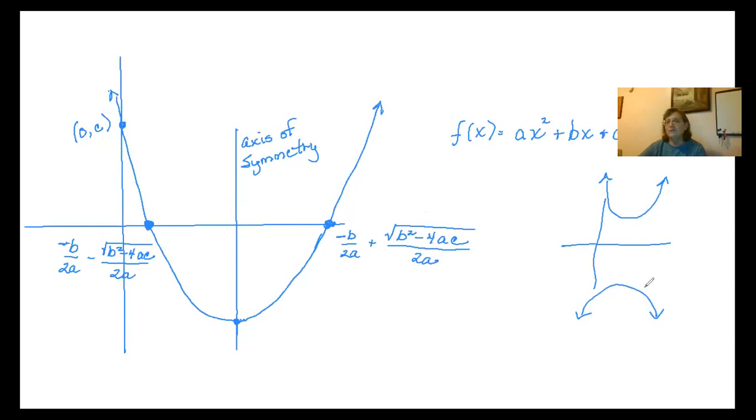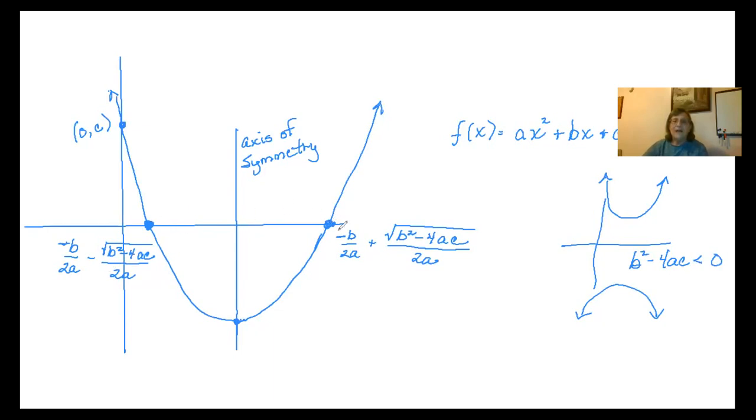So this would be a situation where b squared minus 4ac is less than 0. That's your discriminant. But there's another secret about this.